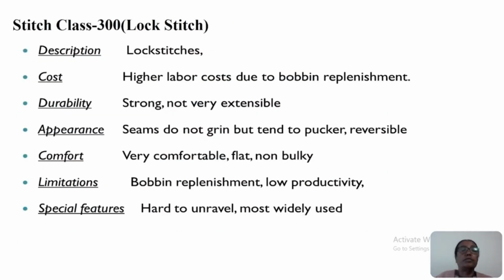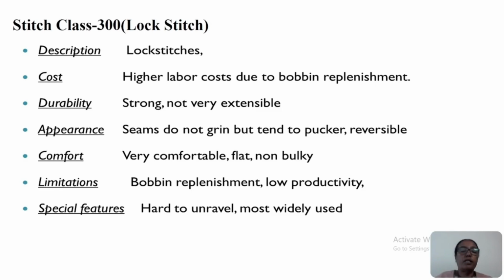Lock stitch. Disadvantage: higher labor cost due to bobbin replacement. Durability: strong, not very extensible. Appearance: some do not grin, but tends to pucker, reversible. Comfort: very comfortable, flat, non-bulky. Limitation: bobbin replacement, low productivity.